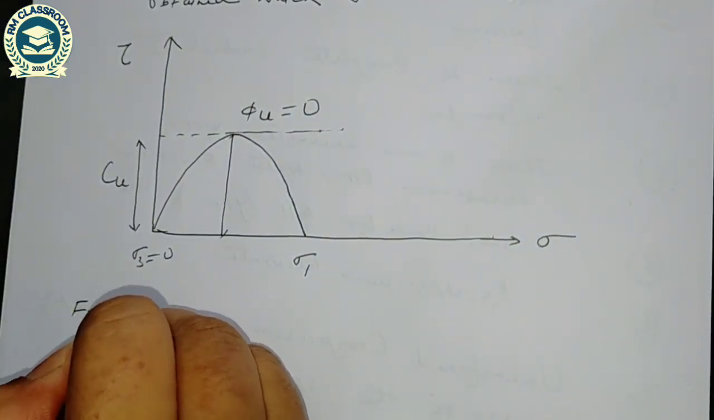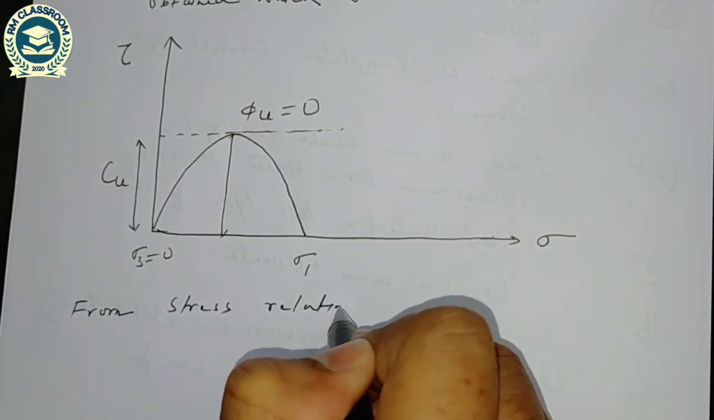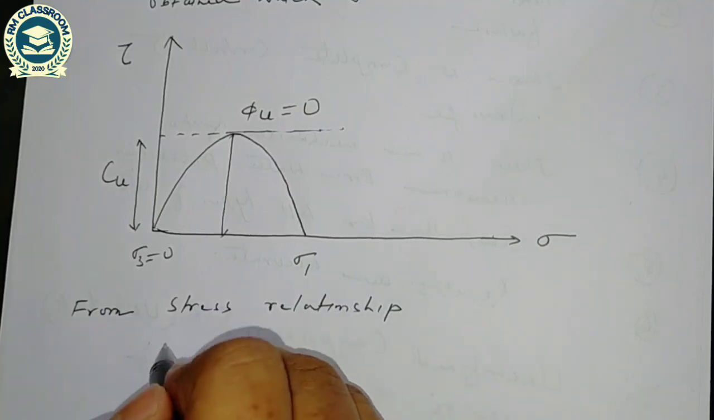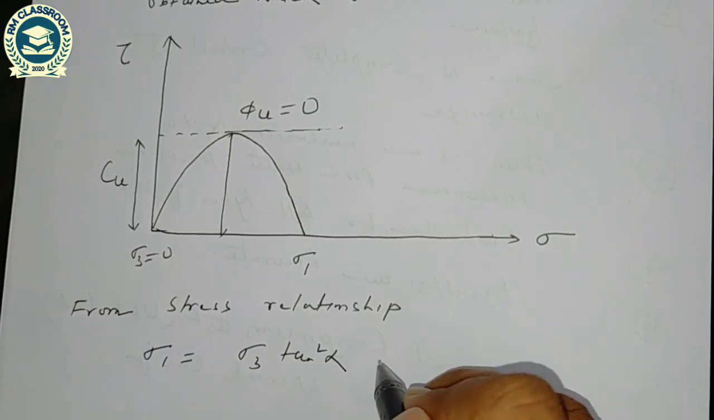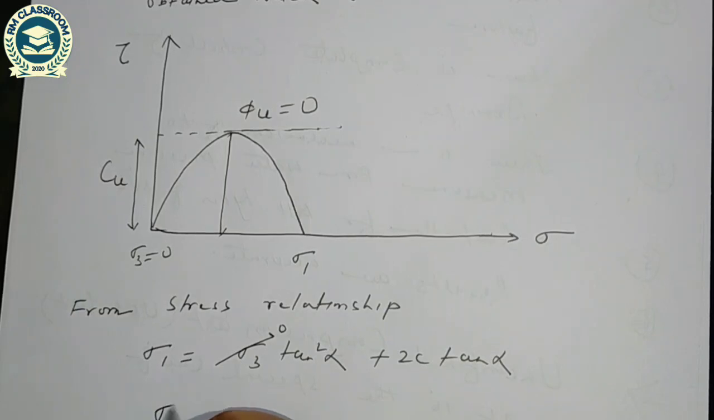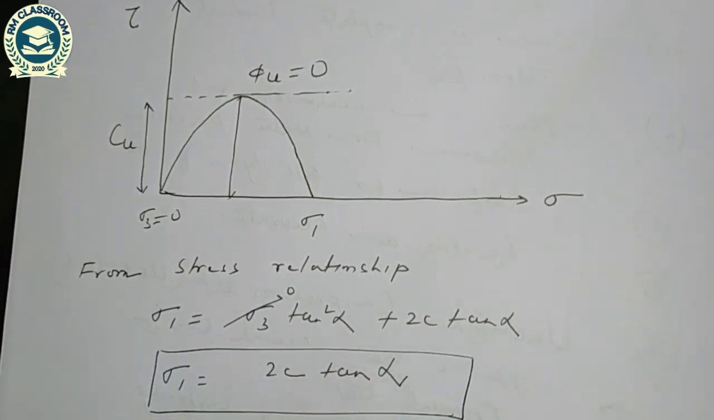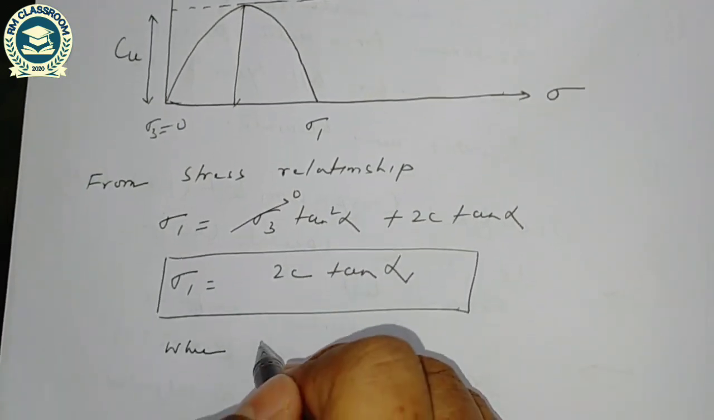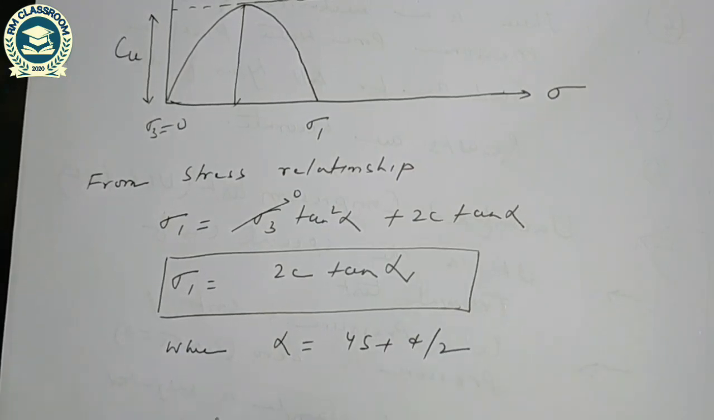So from the stress relationship, we know sigma 1 is equal to sigma 3 tan squared alpha plus 2c tan alpha. Here sigma 3 is 0, so sigma 1 is equal to 2c tan alpha, where alpha is equal to 45 plus phi by 2.